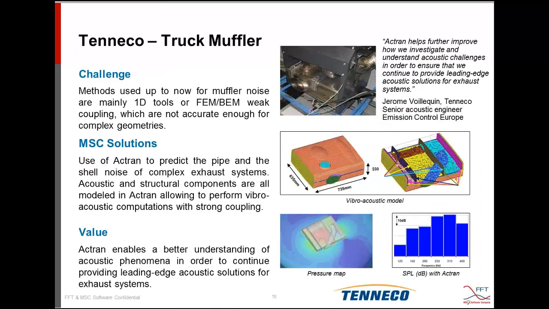So let's see now an industrial case study. This first one comes from Tenneco. It's a truck muffler. Basic muffler and exhaust simulations use 1D tools, like GT Power, for computing the noise coming from the engine until the end of the exhaust line. Actran can reuse 1D data that represents the noise source coming from the engine for doing better, taking into account large and complex geometries. What can be done by a 1D tool?